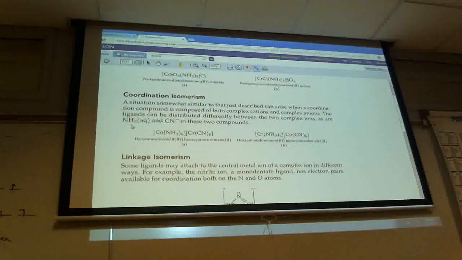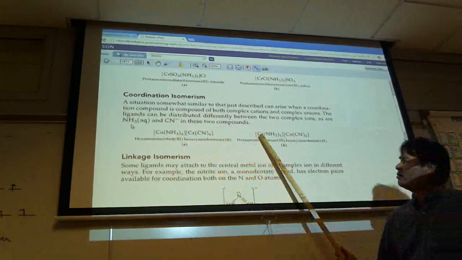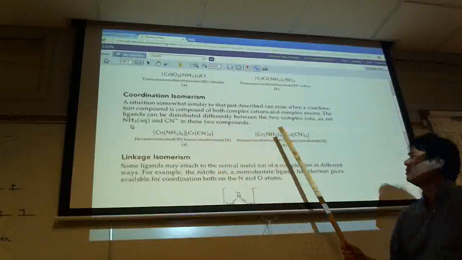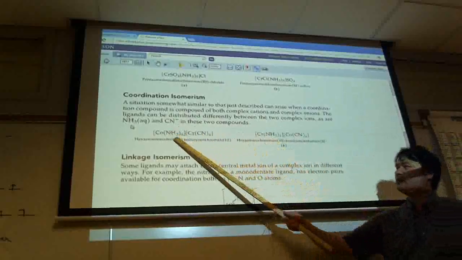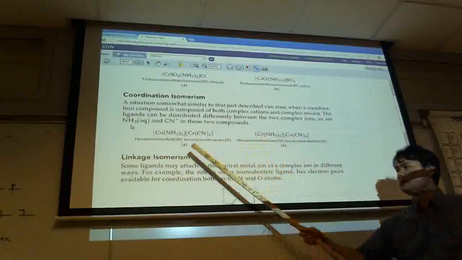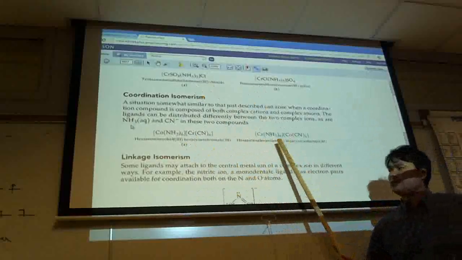A coordination isomer would be an example of a structural isomer as well, because here we have cobalt bonded to the amine. Here we have chromiums bonded to the amine. Chromiums are bonded to the cyanos. Cobalt's bonded to the cyanos. So we just swap the ligands. You swap the ligands, you're going to get a totally different structure, right? Totally different skeleton. It's a structural isomer as well, because the bonds are different here, and the bonds are different here.